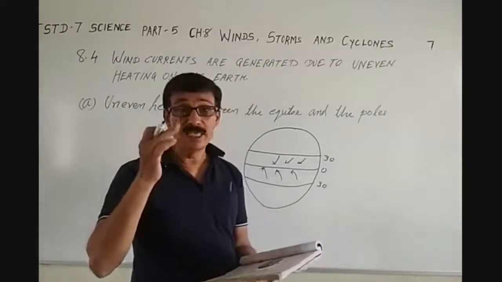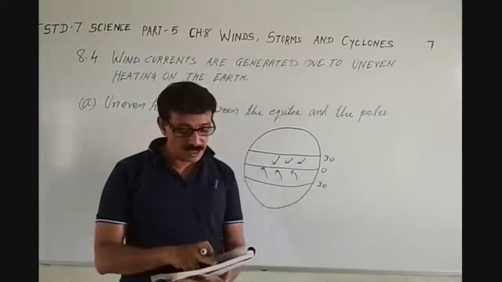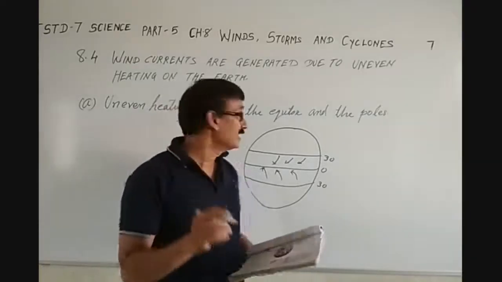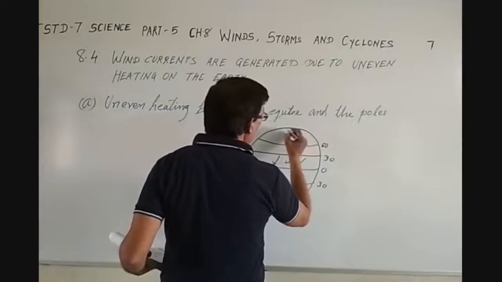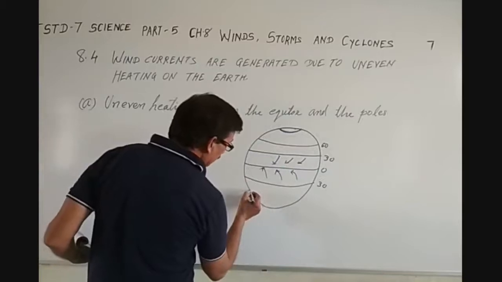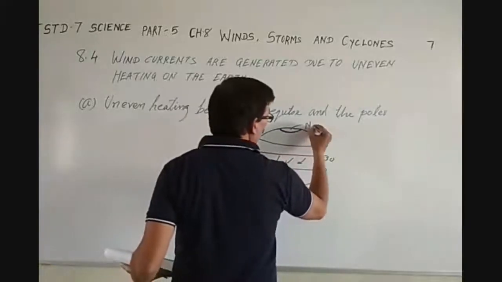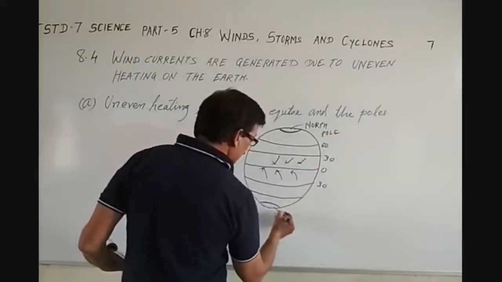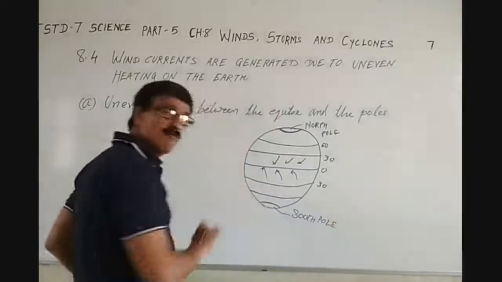Now let's discuss the poles. So at the poles, the air is colder than that at latitude about 60 degrees. Now let's see. Suppose this is latitude about 60 degree, and here there is a pole. This is once again 60 degree, and here we can see there is a pole. So this is North Pole, and this is South Pole. That you know very well.